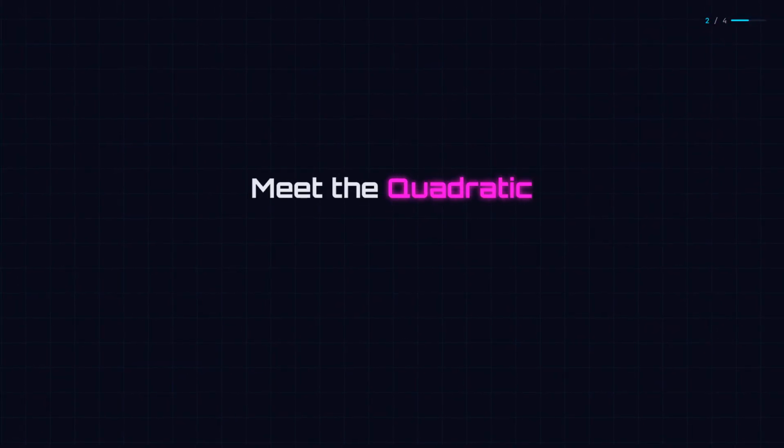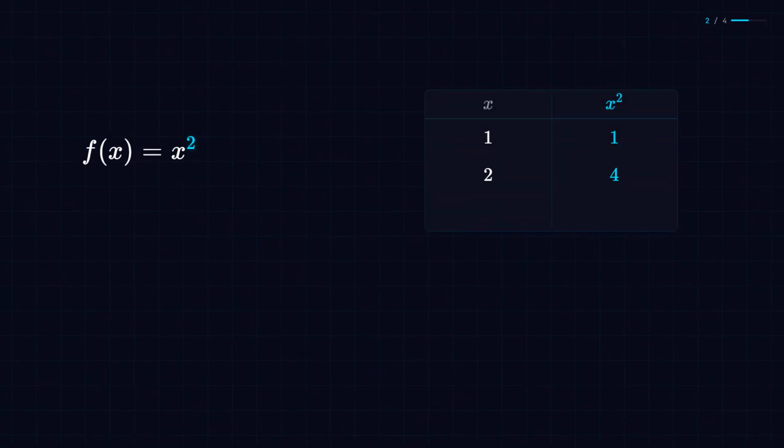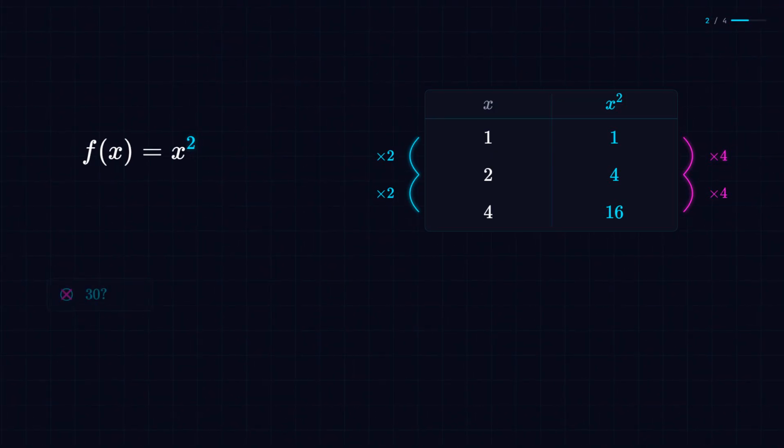Chapter 2. That new kind of function has a name, the quadratic. Where does the bending come from? The square. So take the simplest version. F of x equals x squared. 1 squared is 1. Double the input to 2. The output is 4. Twice the input, 4 times the output. Double again to 4, and you get 16. 4 times bigger again. That's why the ball never reached 30.